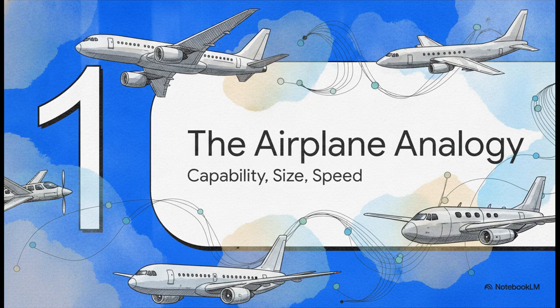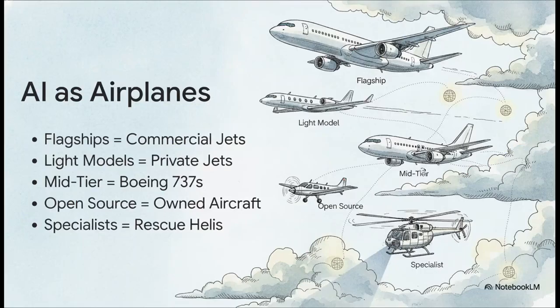Moving into section 1, the airplane analogy, we're going to map out AI capability, size, speed, and cost. This analogy brilliantly illustrates the whole ecosystem. Picture this. On one extreme, you have commercial jets. These are your flagship models. Massive, highly capable of crossing oceans, but they're kind of slow and really expensive to operate.